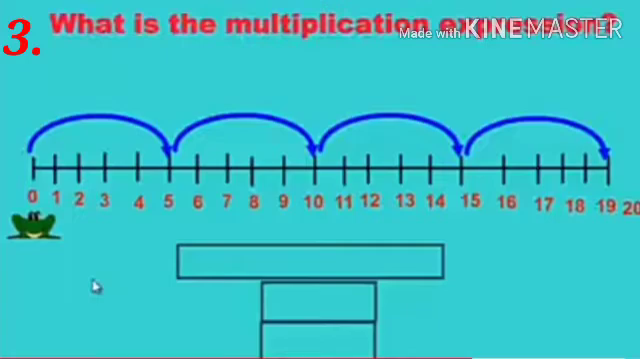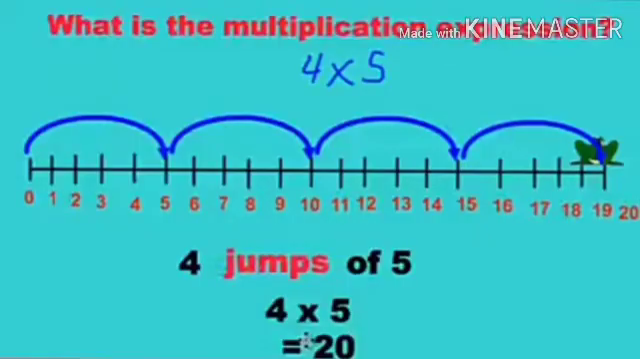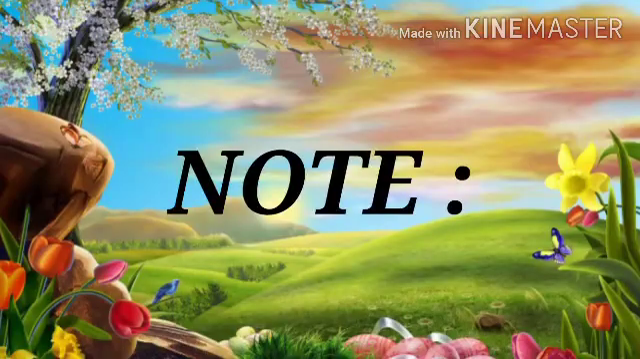Similarly, the multiplication expression for the number line. Now we see that there are 4 jumps taken to land on the answer 20 with a gap of 5. So we can write it as 4 into 5 is equal to 20. Dear students, note it down.